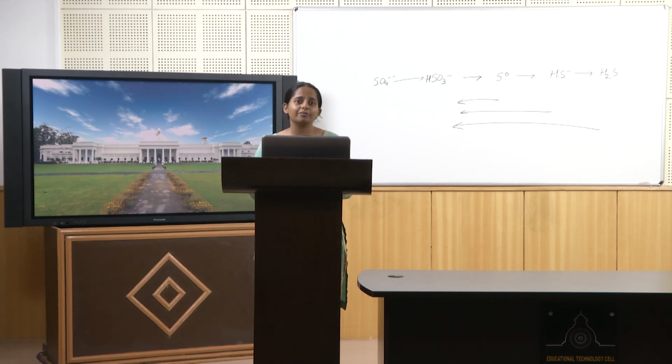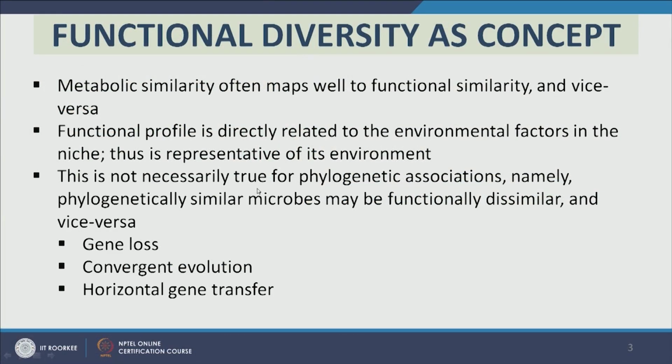Bingo, I know right away that this is a sulfate reducing environment and it is hydrocarbon rich. Alrighty, now coming to the third bullet point, functional diversity need not necessarily correlate very well with phylogenetic association, because phylogenetically similar microbes may be functionally dissimilar and vice versa, which is phylogenetically dissimilar microbes may be functionally similar. Now there are three reasons for it: gene loss, convergent evolution and horizontal gene transfer.